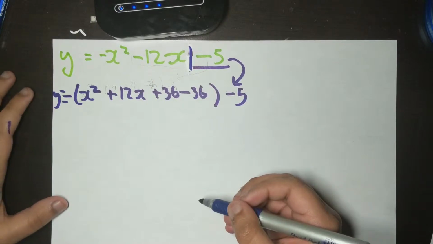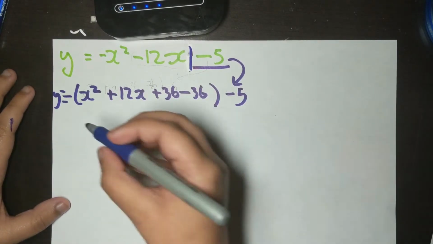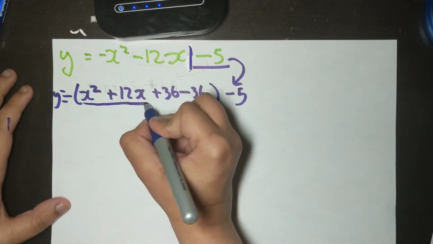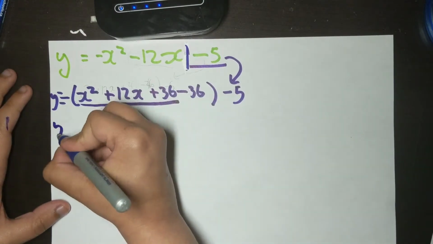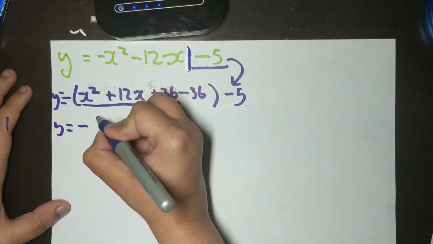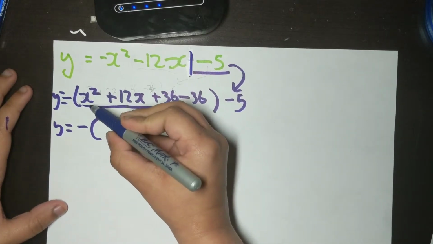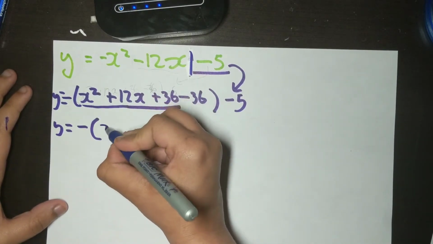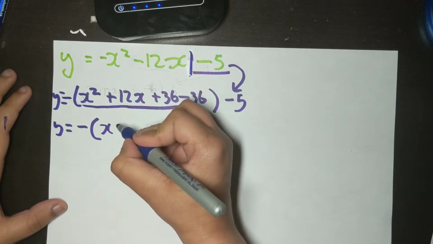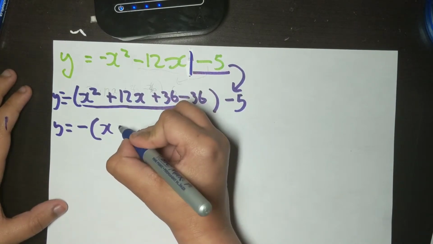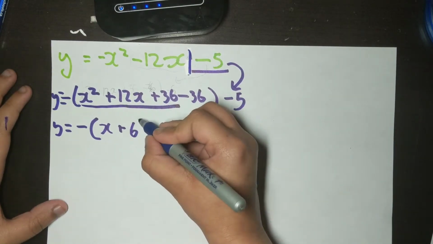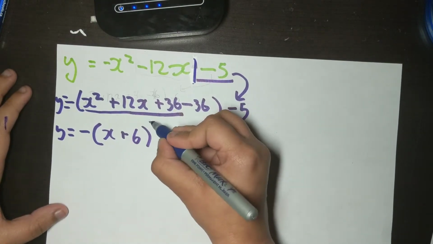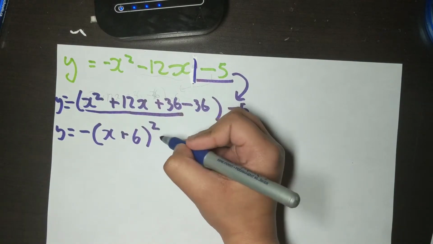For the next line, I'm going to have to factor this perfect square trinomial. So y equals negative, in a bracket, the square root of x squared is x. Always take the sign of your middle term. And the square root of 36 is 6. Don't forget your closing bracket and your square.